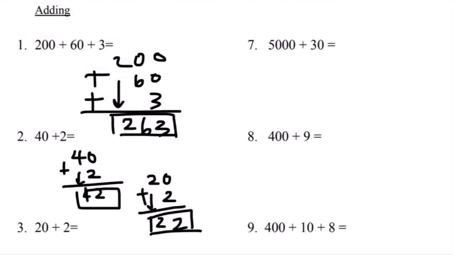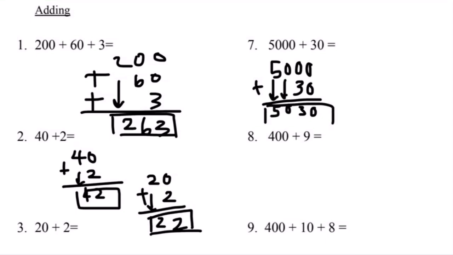Number 7, 5,000 plus 30. Align the numbers vertically. Now we add. 0 plus 0 equals 0. 0 plus 3 equals 3. 0. Bring down the 0. Bring down the 5. Our final answer is 5,030. 5,000 plus 30 equals 5,030.